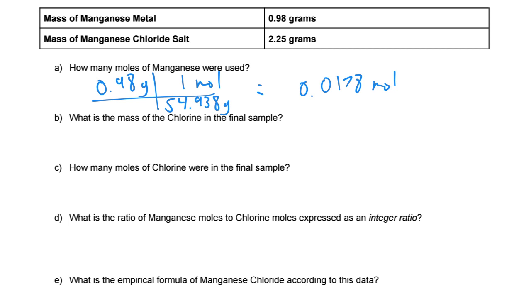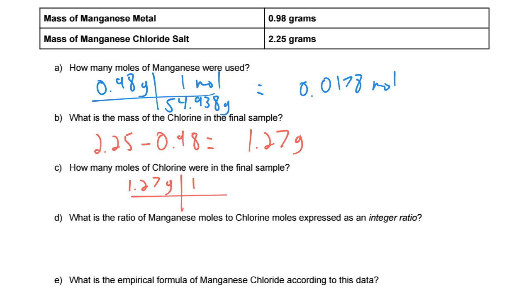Mass of chlorine in the final sample. To get this, we subtract. This way we're removing the weight of that metal, and the only thing left would be the chlorine. Moles of chlorine. Take the mass of chlorine in grams and multiply it by its molar mass, which is 35.45, but put grams on the bottom, so we really end up dividing. 1.27 divided by 35.45 gives us 0.0358 moles.